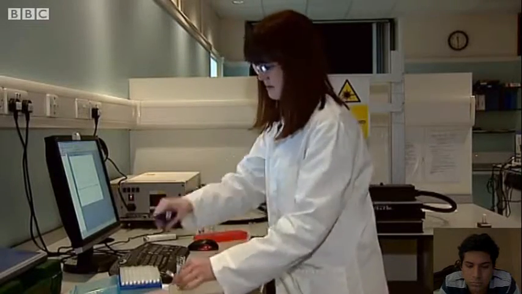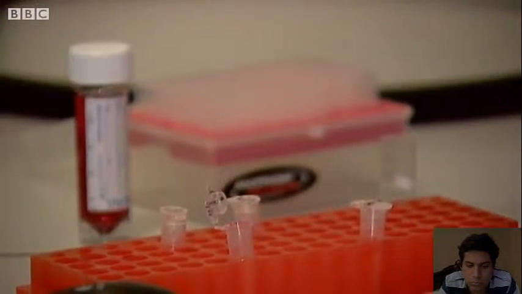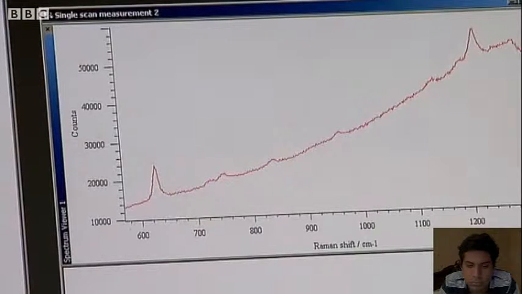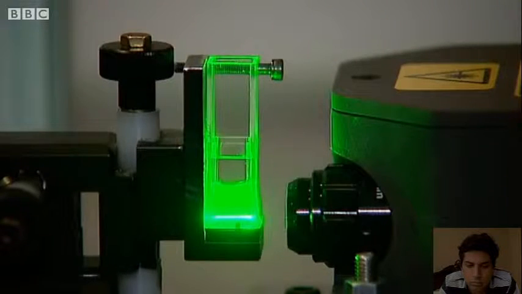The researchers say SERS could be applied to any kind of pathogen that contains DNA, like fungi or viruses. Beating bacterial meningitis is just the beginning. Kenneth MacDonald, reporting, Scotland, Glasgow.